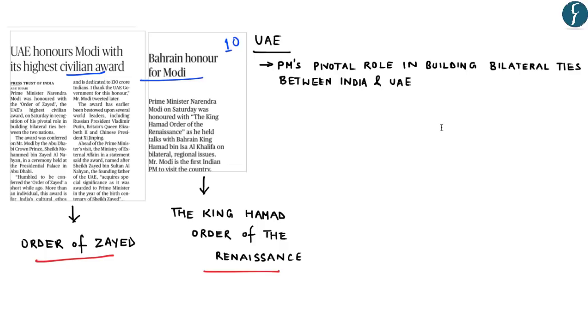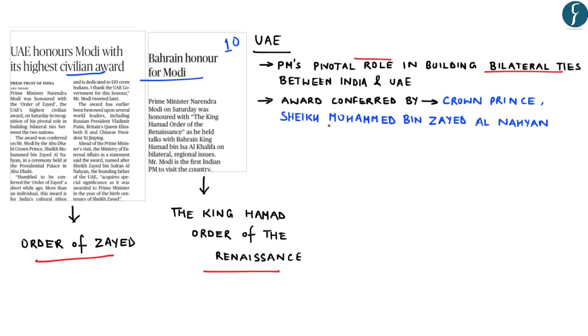The UAE has honored the Prime Minister with its highest civilian award, the Order of Zayed, in recognition of the Prime Minister's pivotal role in building bilateral ties between India and United Arab Emirates. The Order of the Zayed Award was conferred on Prime Minister Narendra Modi by Crown Prince Sheikh Mohammed bin Zayed Al Nahyan and was done in a ceremony held at the Presidential Palace in Abu Dhabi.